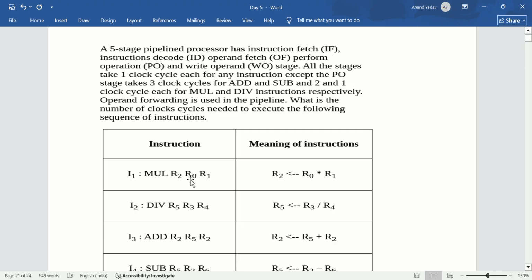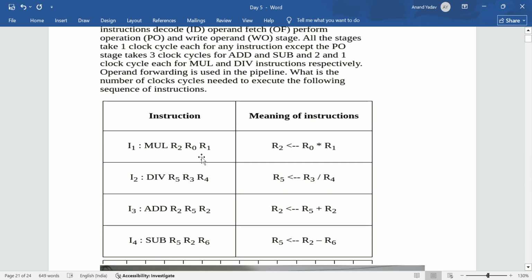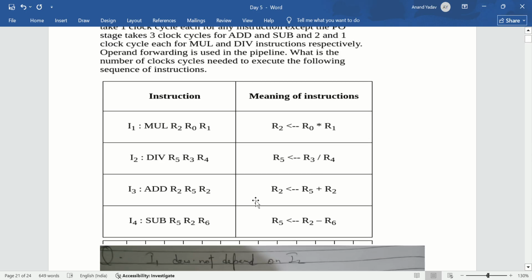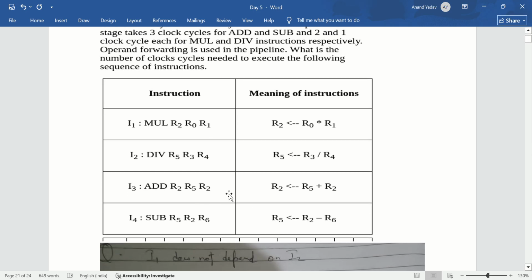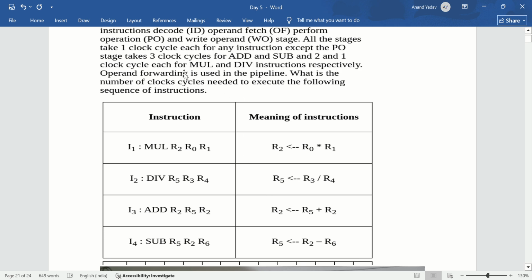First, I1, when executed, will take 6 clock cycles, with 2 extra clock cycles of PO stage. I2 is not dependent on I1, so it takes 5 clock cycles. And I3 takes three, with 2 extra cycles which are stalls.